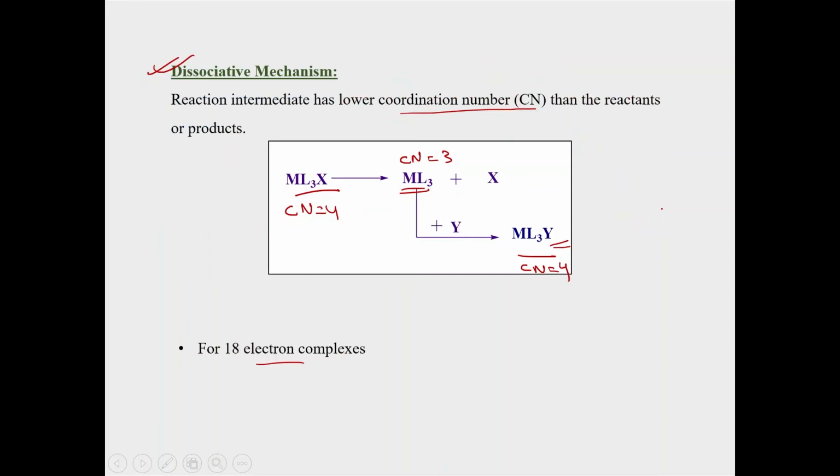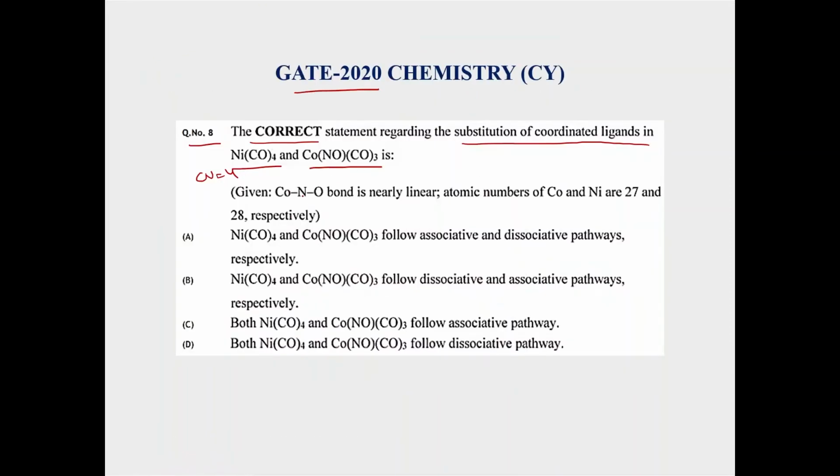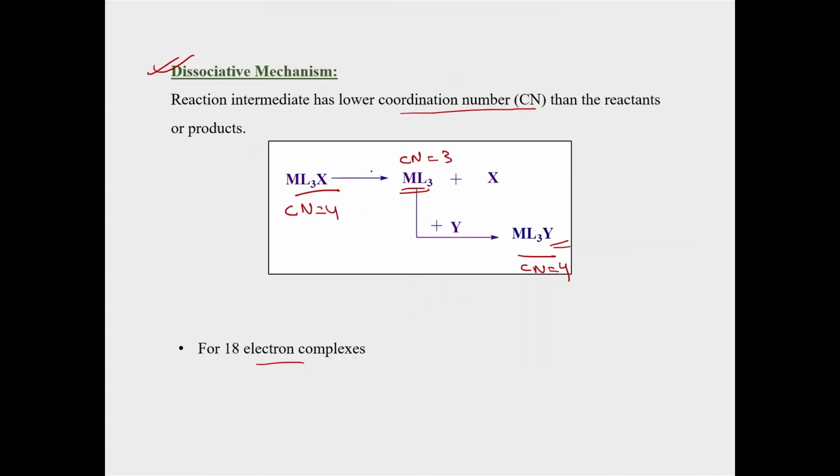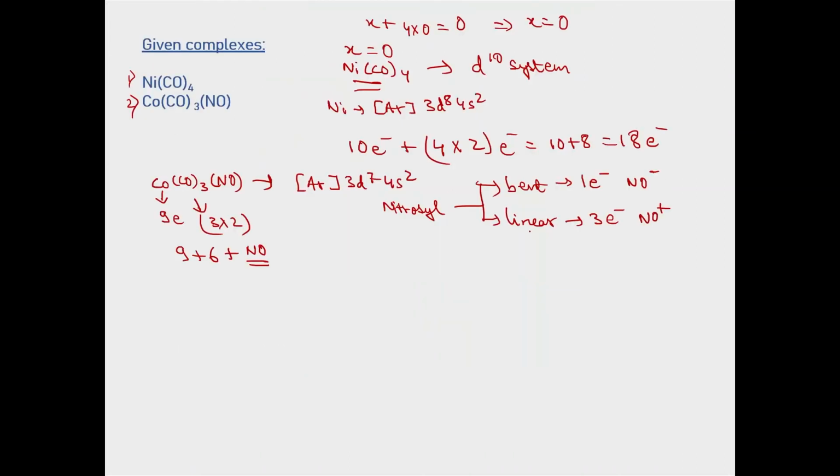So here if we look into the question, they have given that the CoNO, that is cobalt nitrogen oxygen bond, is nearly linear in this complex. This means that NO is coordinated in a linear fashion here. So it is a 3 electron donor. Then 3 electrons will come from this, which will make 9 plus 6 plus 3, which is again equal to 18 electrons. So both the nickel and the cobalt complex are 18 electron complexes.